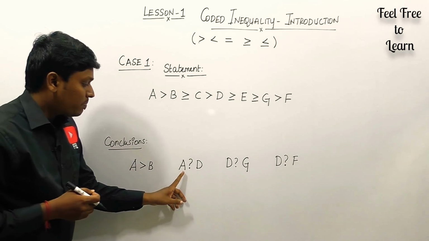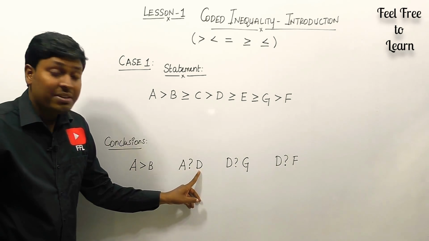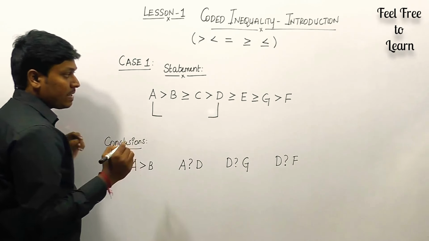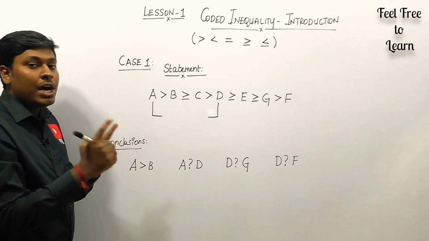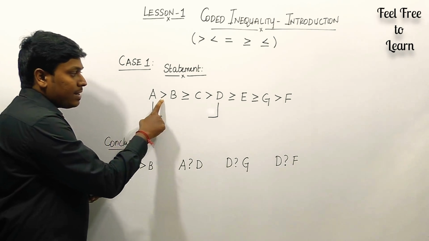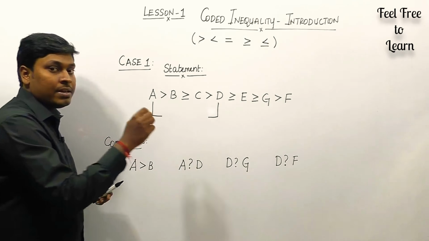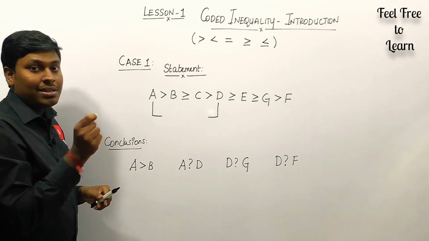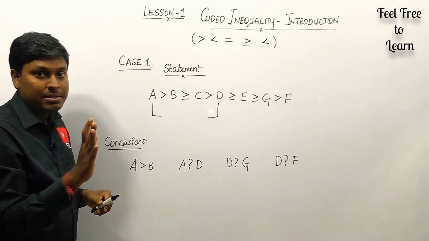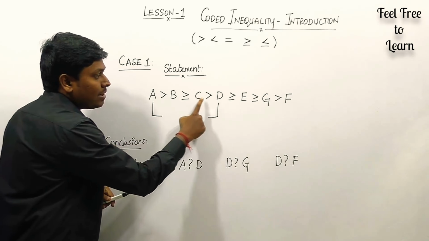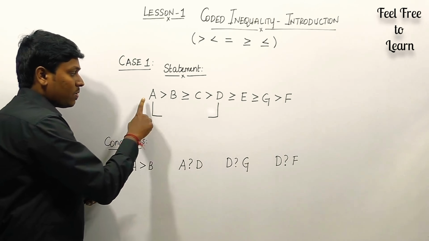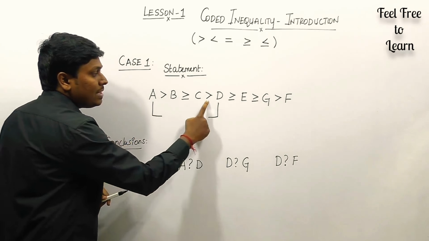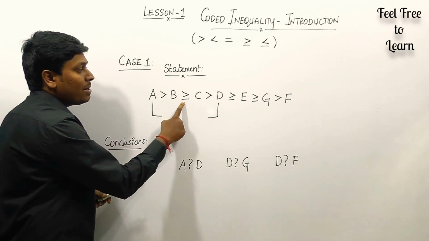So conclusion number 2. We need to compare what is the relationship between A and D. Listen carefully. The letter A is here and the letter D is here. Between A and D, just see how many symbols there are. One symbol greater than or equal to, and greater than. So totally between A and D, we have 3 symbols. And you need to see the common symbol out of the 3 symbols, only the common symbol, right? So greater than is common in all the 3 symbols.